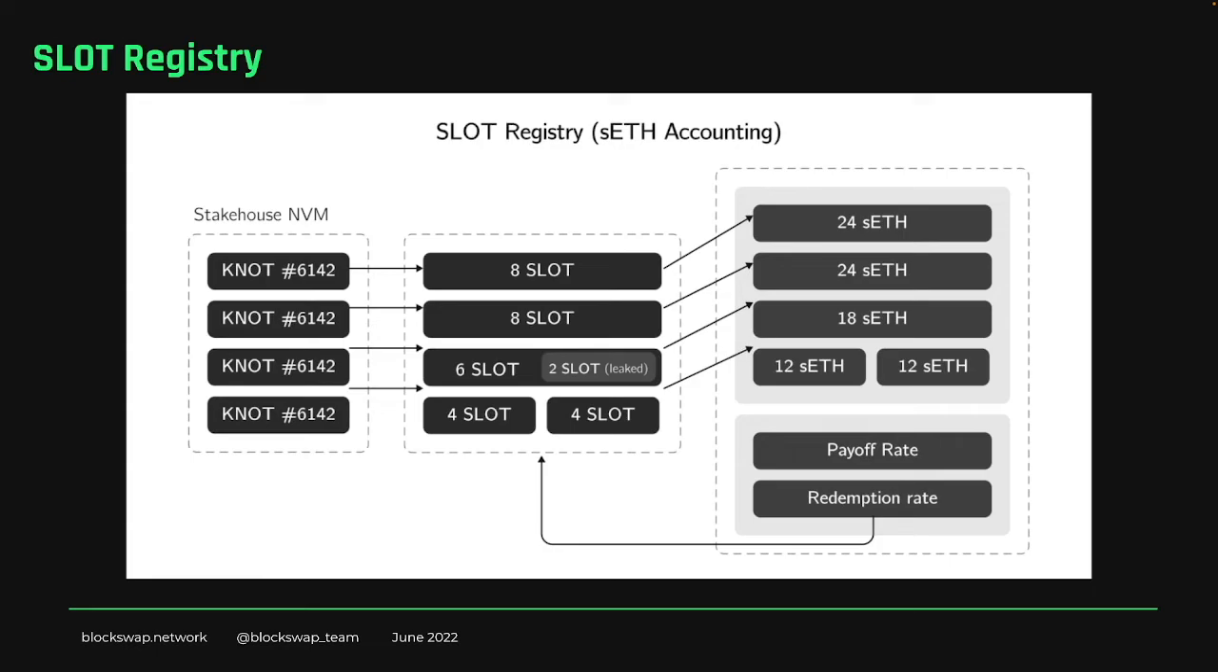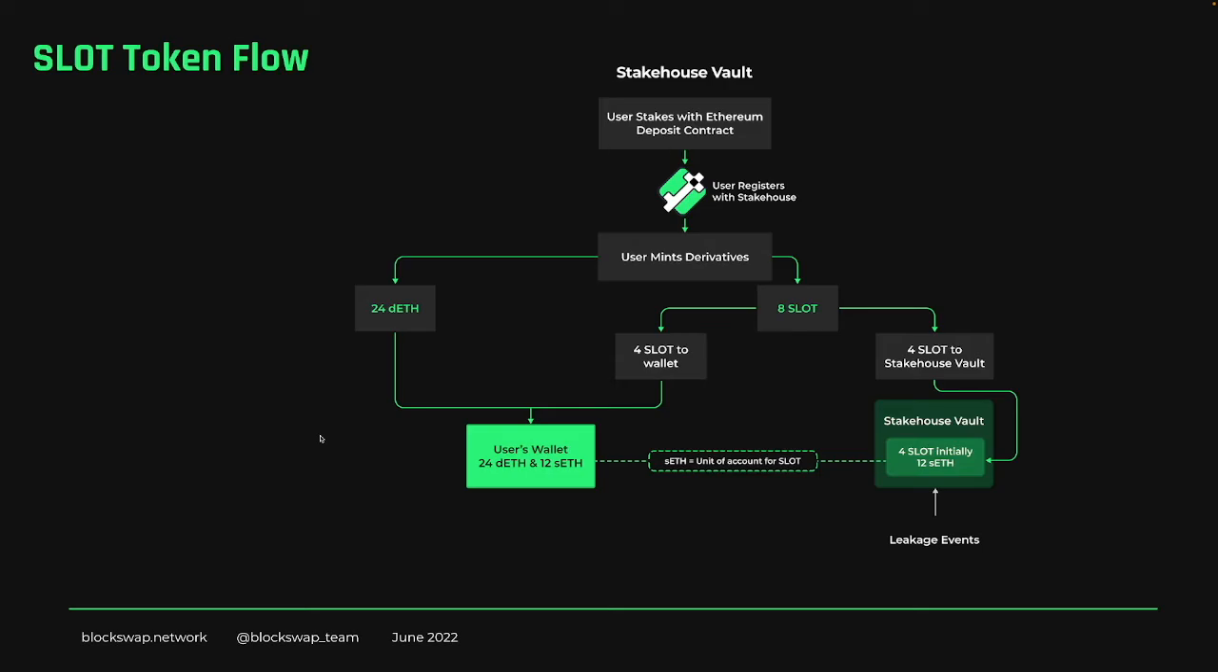I had another question. You had mentioned that for slot tokens, somebody comes in and they stake and they get access to 24, so 12 SE to their wallet, and then 4 slot tokens go to this Stakehouse vault. Now, what happens if there's a slashing event or leakage? Oh, I see you got it right there.